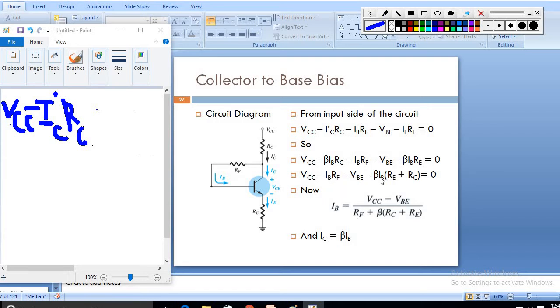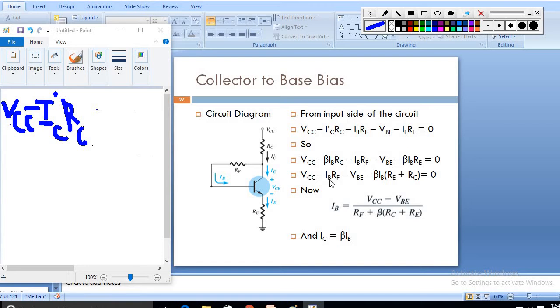Now through this we have to find IB. After rearranging this equation, we have to shift these minus terms to the right hand side. So we will get IB as VCC minus VBE divided by RF plus beta times RC plus RE. We all know IC is equal to beta IB. Hope all of you get this point, because I need to get IB. For that reason we have to rearrange this equation, sending these minus terms to the right hand side.